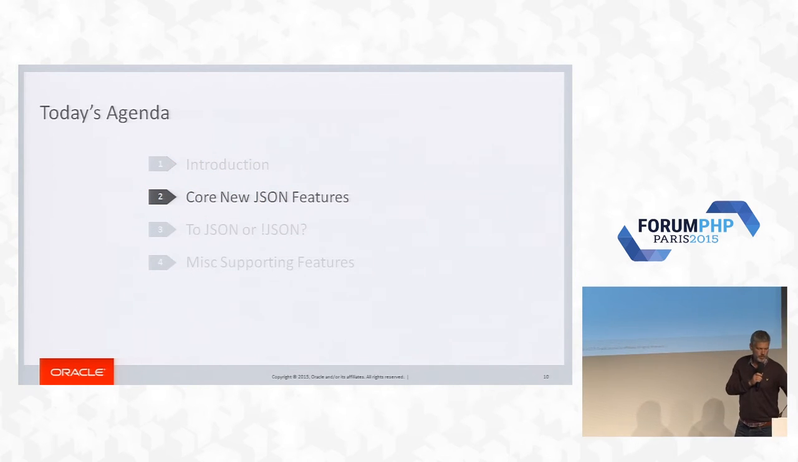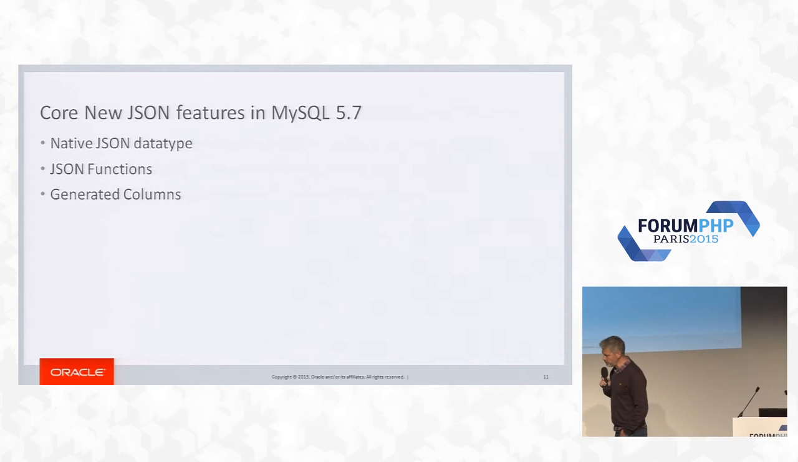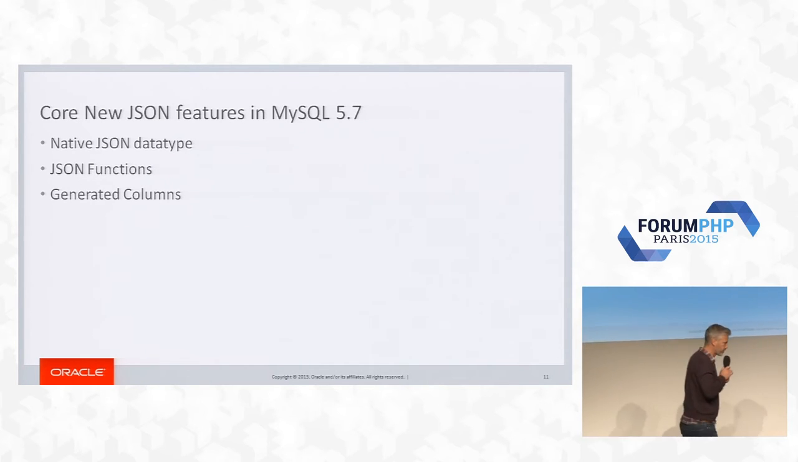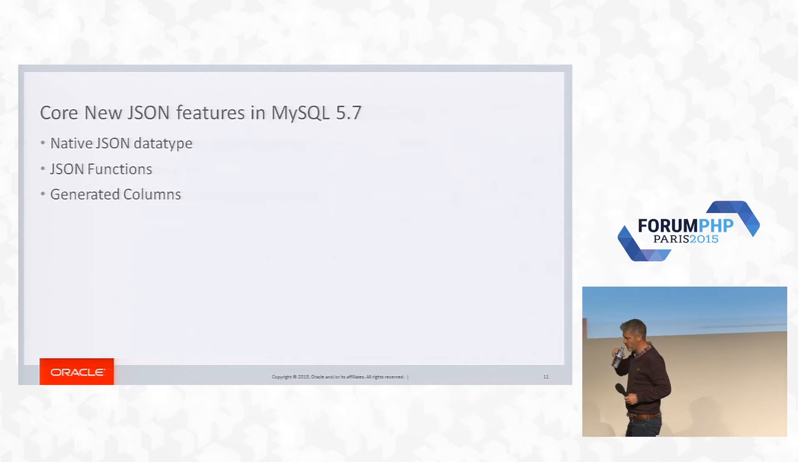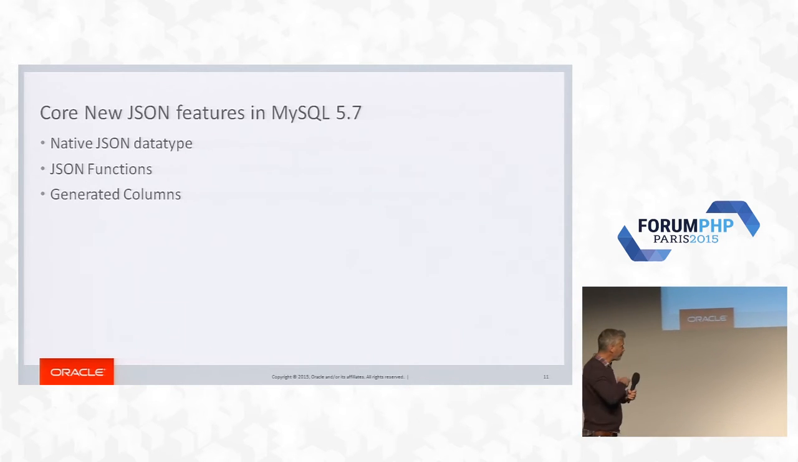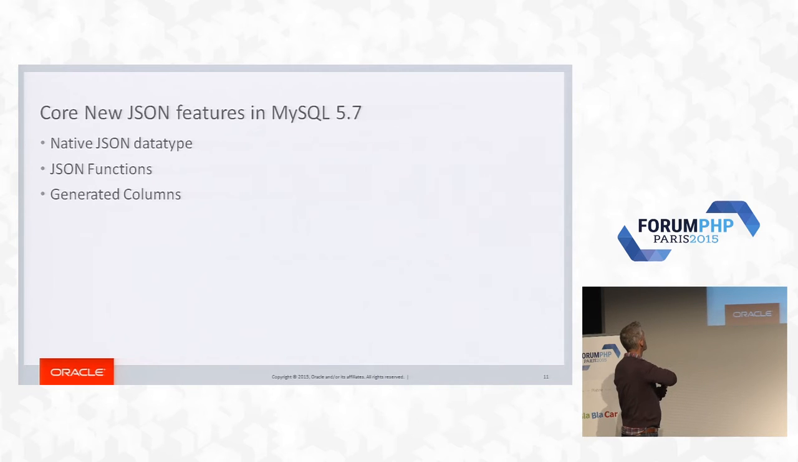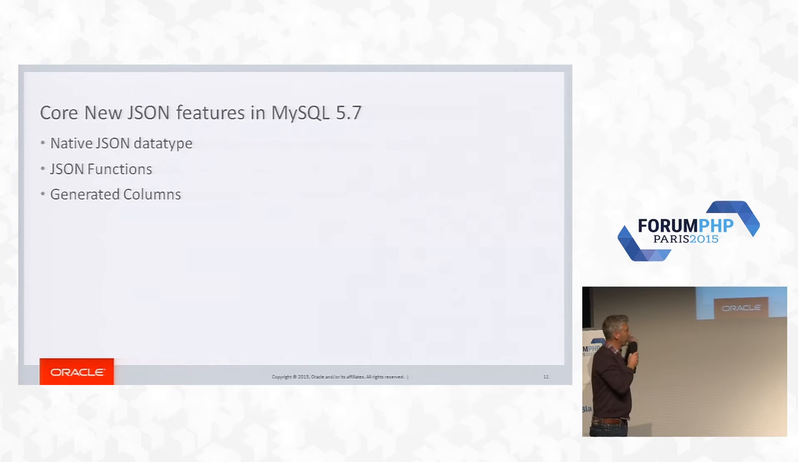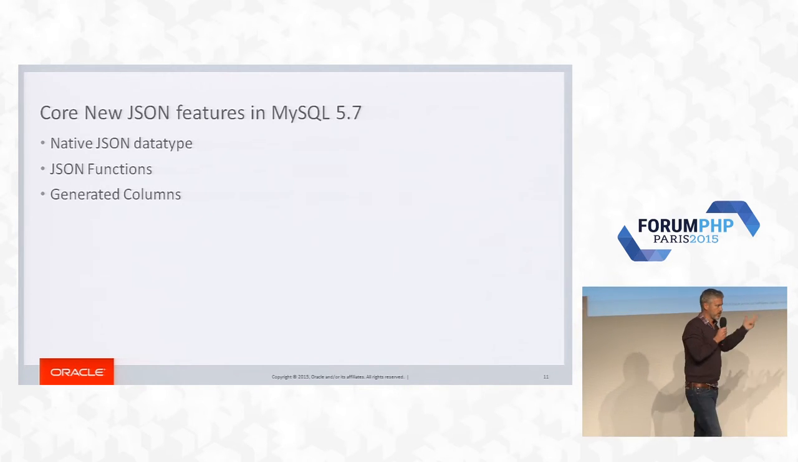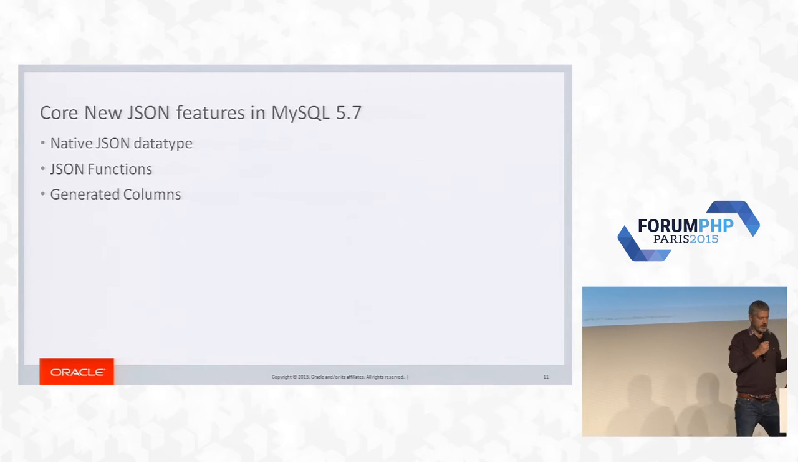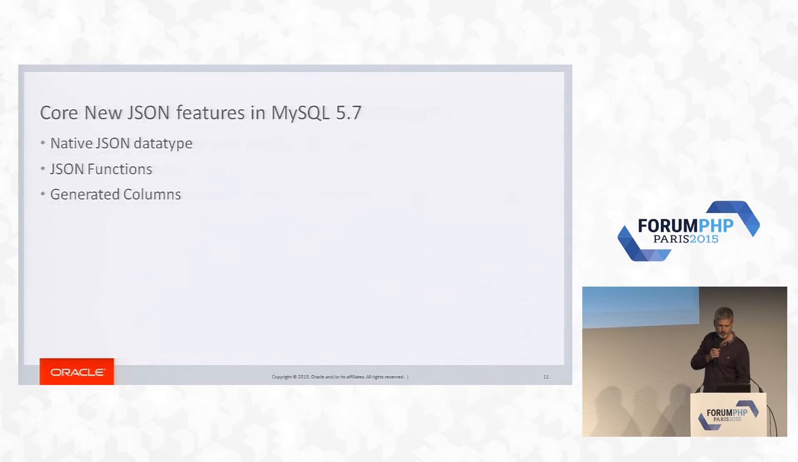Okay. The core new JSON features. There are really three parts to it. It's the native JSON data type, it's the JSON functions, and it's the generated columns together with also the indexing capabilities, the functional indexes. That's what builds up the core of the JSON functionality. So I'm going to take them one by one.